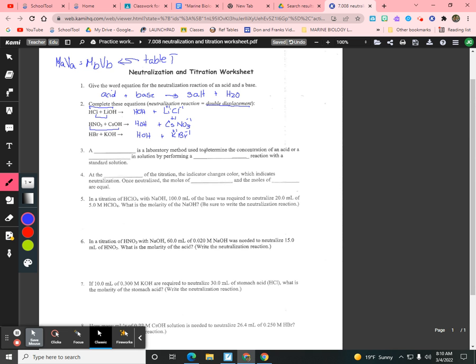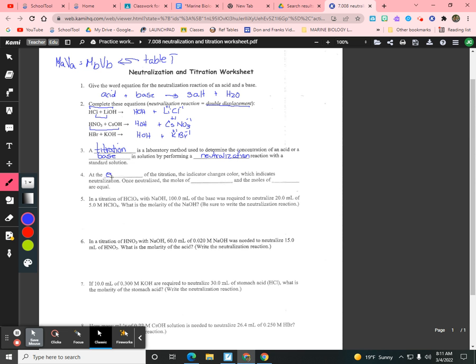Okay, number 3. A blank is a laboratory method used to determine the concentration of an acid or a base in a solution by performing a blank reaction with the standard solution. So we're going to say a titration reaction. Titration is a laboratory method used to determine the concentration of an acid or a base in a solution by performing a neutralization reaction. Titration is the name of the process that we're going to do, and I'm going to show you that in class. And a neutralization reaction is the reaction that's taking place.